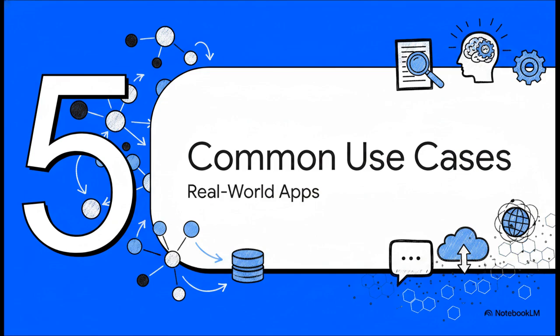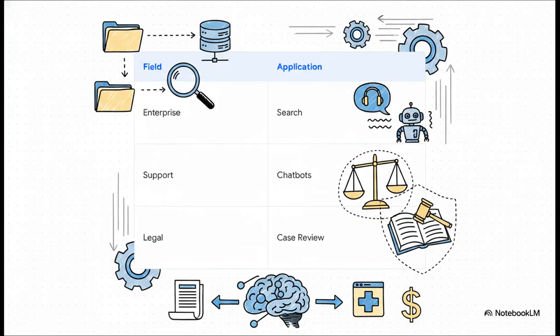Which perfectly leads us into Section 5, common RAG use cases. Let's look at where this is being used today. Make no mistake, RAG is completely transforming how we interact with information. We are seeing it power incredibly smart Q&A bots over dense technical manuals and giant company policies. It's totally revolutionizing enterprise search, finally allowing employees to instantly query internal company data and actually get an answer.